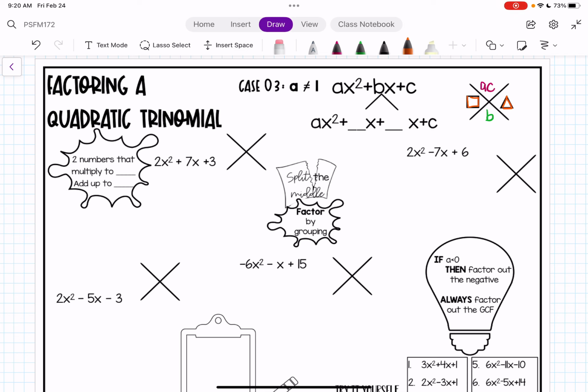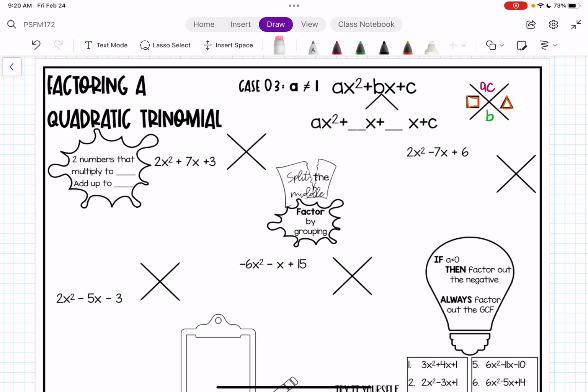And this is the difference from when a does equal 1. What we do is we put those two numbers in that spot. So we've split our b term into the sum of those two numbers. So let's see how this works.